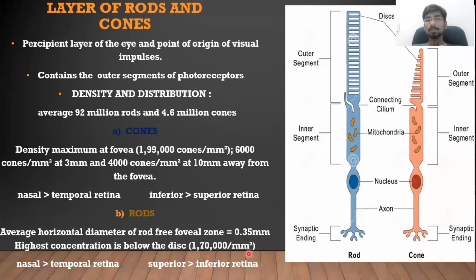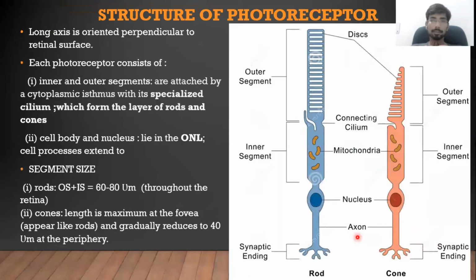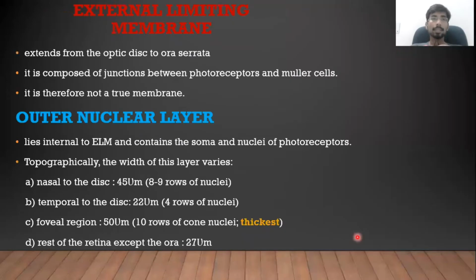So this is a rod, this is a cone. It has one inner segment, one outer segment and a synaptic ending. External limiting membrane: it extends from the optic disc to the ora serrata. It is composed of junctions between photoreceptors and Muller cells. Therefore, it is not a true membrane.